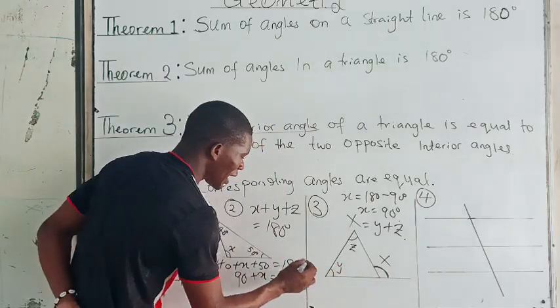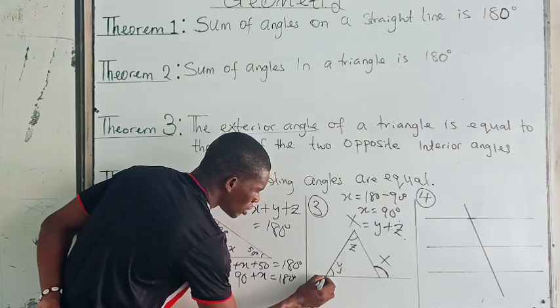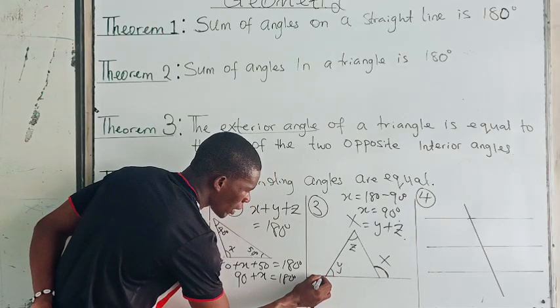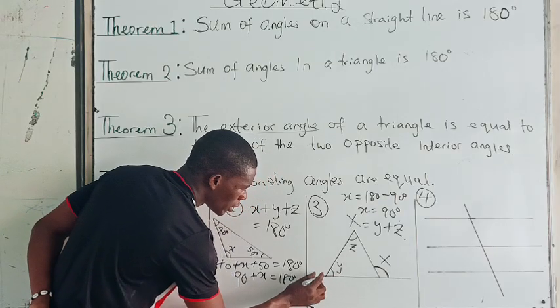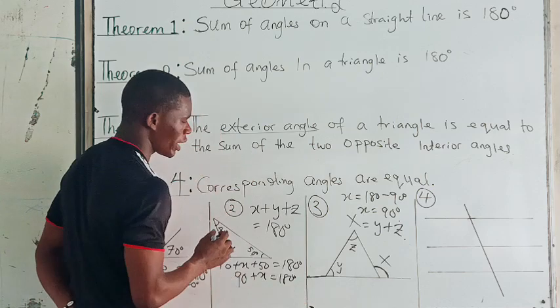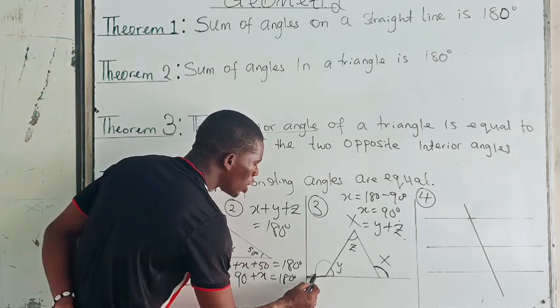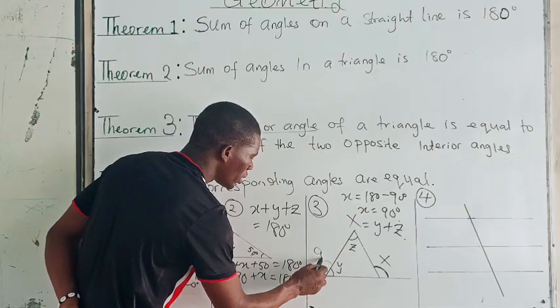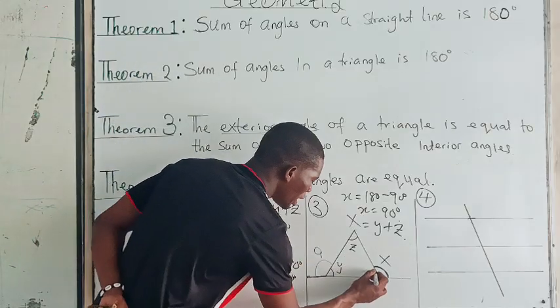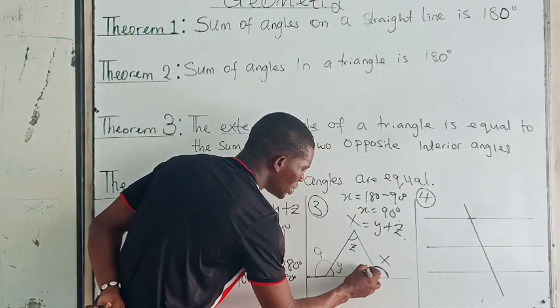I can extend this line. I just want us to understand this theory very well so that we won't get confused. I can extend this line and have another exterior angle here. I can call this one A, right? Now, if I call this one A, I can call what we have here D.